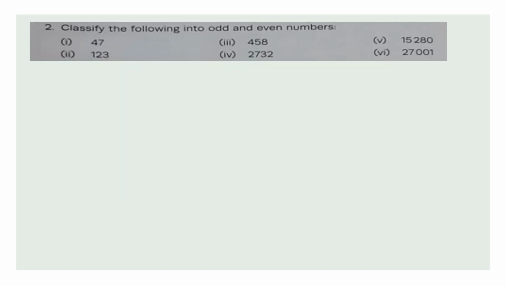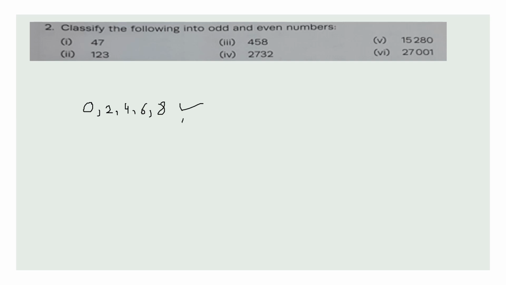This is a very easy question in this exercise, and it states classify the following into odd and even numbers. You already know that even numbers are those numbers which are divisible by 2, and odd numbers are those numbers which are not divisible by 2. So you look for the last digit. See, the numbers that end with 0, 2, 4, 6, and 8 are even, right? The numbers which end with these will be even, and the numbers which do not end with these will be odd.